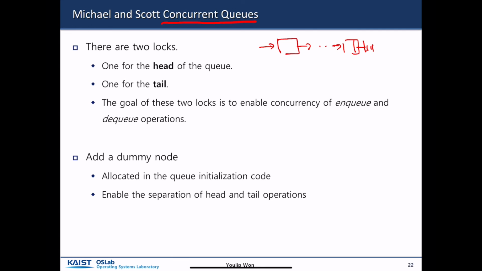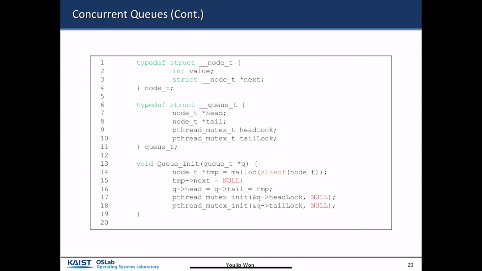And also you have to add a dummy node in the initialization code. This is to enable the separation of head and tail operations because we have to differentiate the head and the tail. Data structure for concurrent queue. There is a node, and this is key and this is pointer. And then this is the queue data structure. It has two pointers, one is head and the other is tail. And there are two locks defined for the head and tail respectively. One is head lock and the other is tail lock.